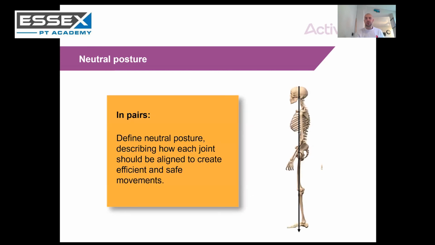Okay, so define neutral posture. Okay, I think I've just kind of done that. You can see from the skeleton here. Okay, that's what we're trying to achieve, this alignment between the ear, the front of the anterior shoulder, pelvis, through the center of the knee and down just in front of the bony process of the ankle.